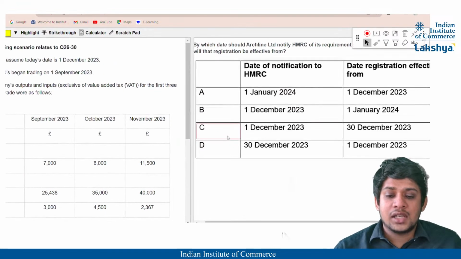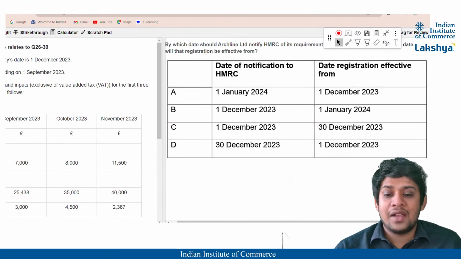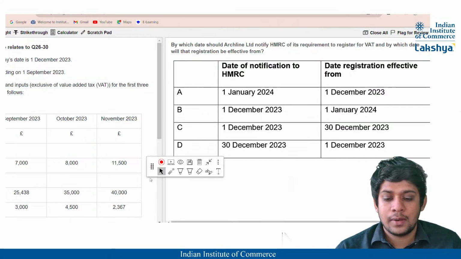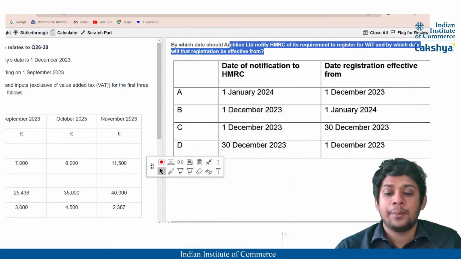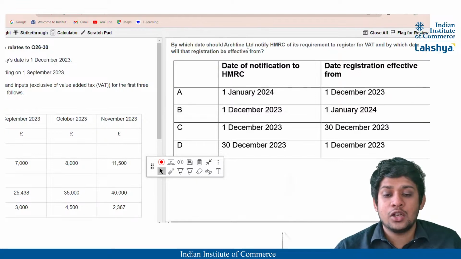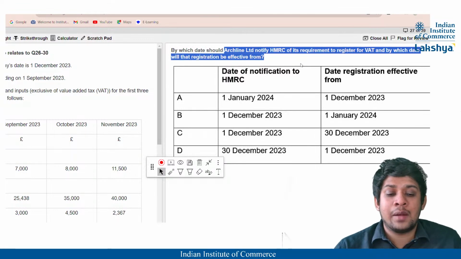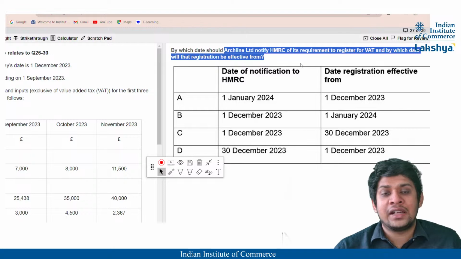Okay, guys. Now they are asking, by which date should Archeline Limited notify HMRC of its requirement to register for VAT, and by which date will that registration be effective from?